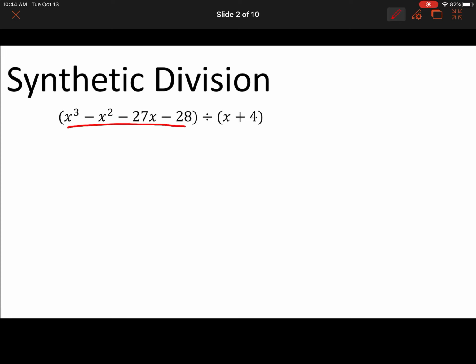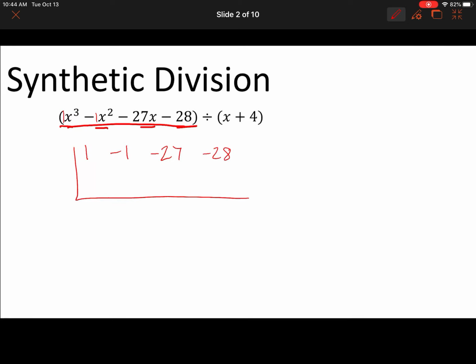We have to check the same way as we did before that we don't have any missing terms. So I have x to the third, x squared, and everything below, x to the 1, x to the 0. So I have all my terms from x to the third all the way down. Now what I'm going to do is take the coefficients from those terms. This has a coefficient of 1, so we put that here. This has a coefficient of -1, so that goes next. -27 and -28.